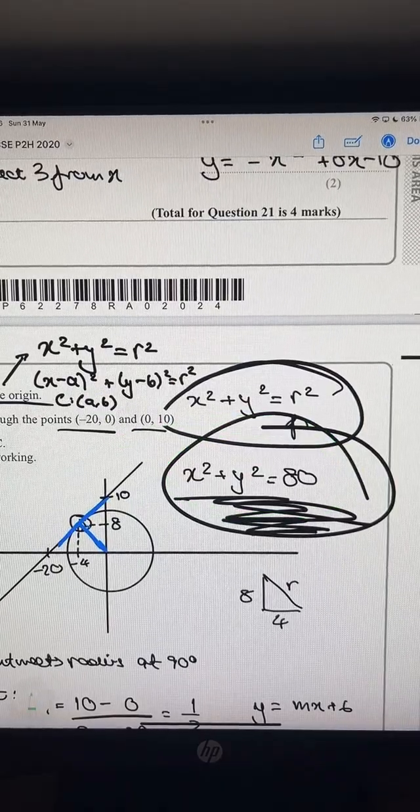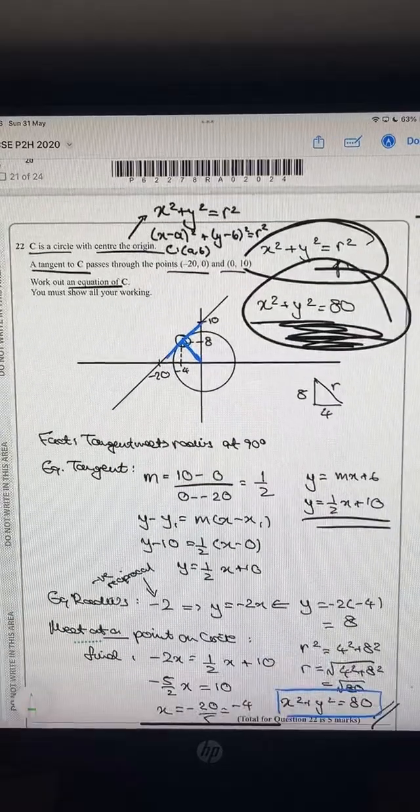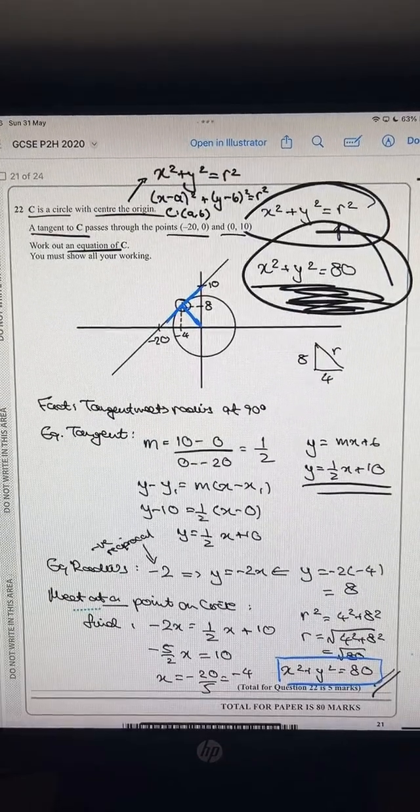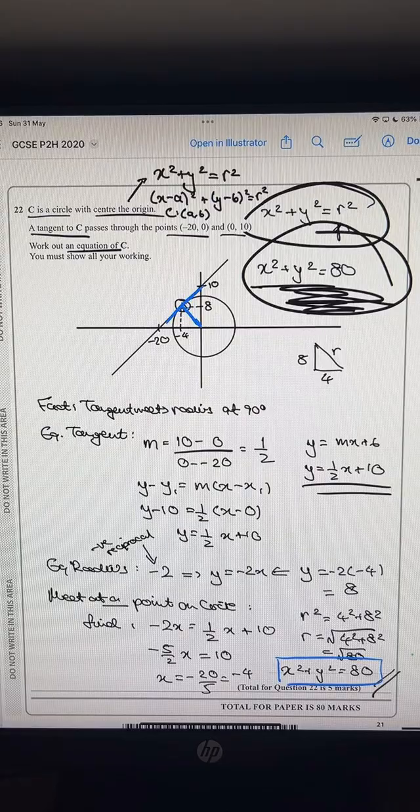So this topic covers equations of circles, straight lines and tangents, gradients, y equals mx plus c, reciprocals, negative reciprocals, Pythagoras, and intersections of lines. A lot of topics in this one.